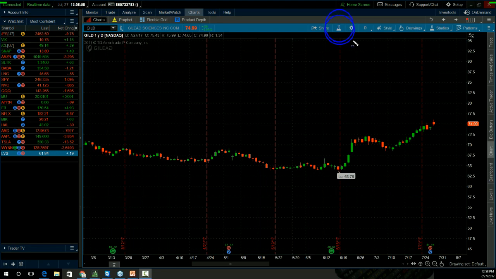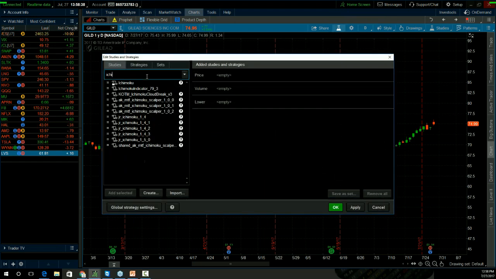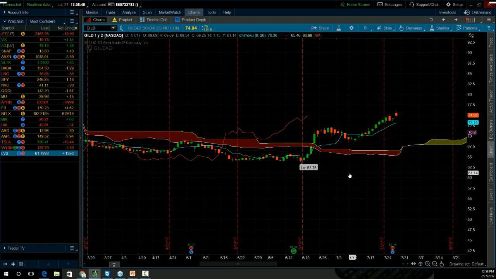The Ichimoku Cloud is 100% free, and it's available on most platforms. So it's available on Thinkorswim, TradeStation, Ninja, eSignal. It's available on almost every platform. So I click it right here. This is Thinkorswim, guys. So click it, and then I go to the left, and I write in Ichimoku. Double click. Apply, OK. So now we have the Ichimoku Cloud up on our chart, but it's not good enough.